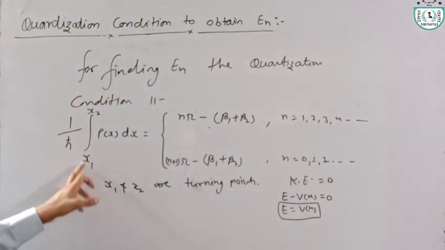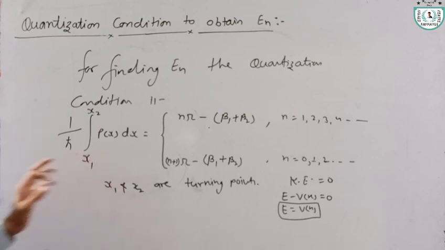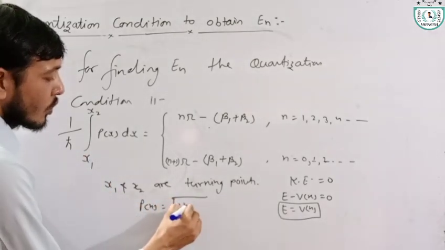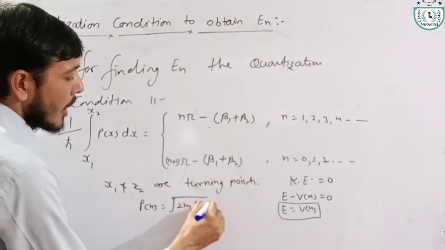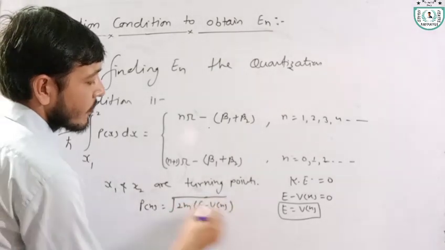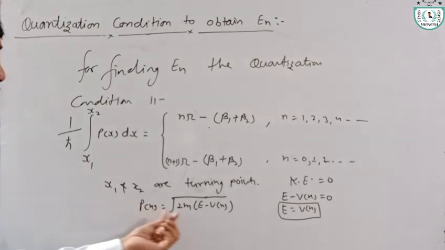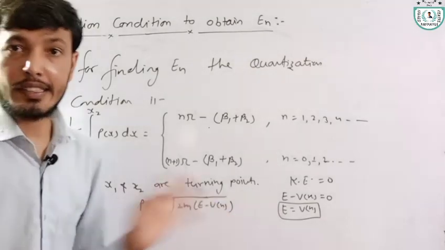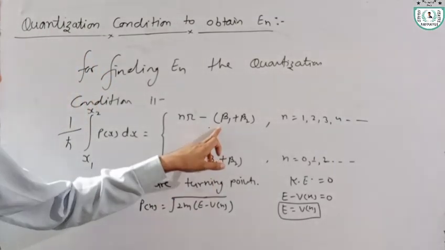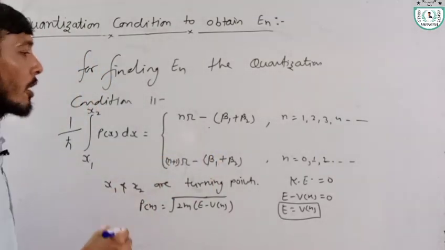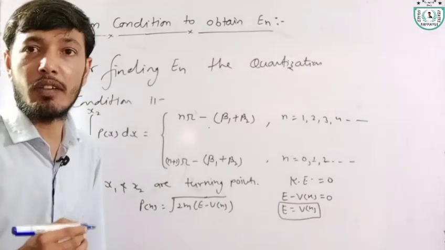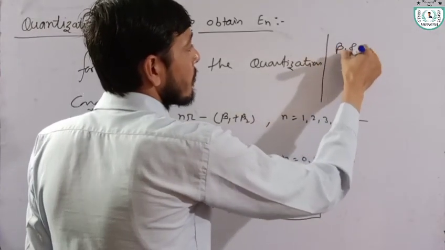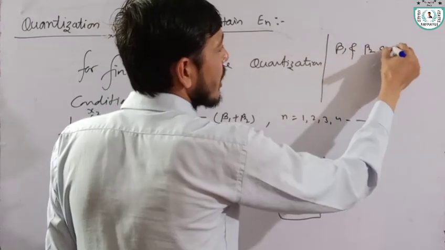Here x1 and x2 are turning points. P of x is equal to root 2m E minus V of x. Now beta 1 and beta 2. Beta 1 and beta 2 are phase factors.